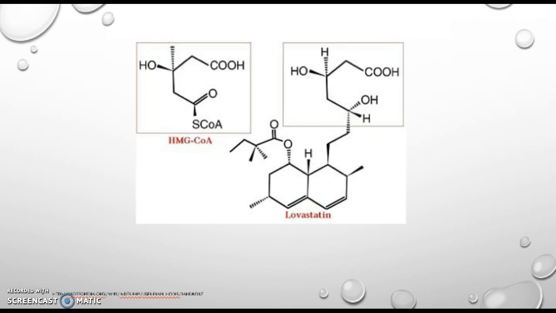Lovastatin acts as a reversible competitive inhibitor for HMG-CoA. The lovastatin binds to HMG-CoA reductase instead of the HMG-CoA. Lovastatin and HMG-CoA are structurally similar, shown here. So that's how lovastatin acts as a reversible competitive inhibitor for specifically HMG-CoA. We'll move on next, but you can see there how the structures are very similar.